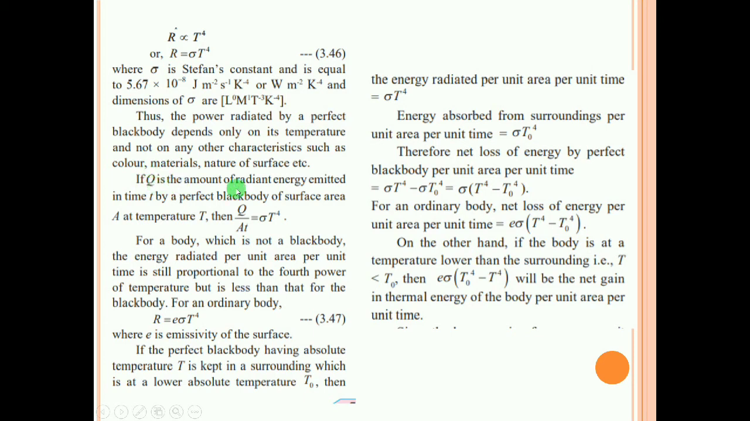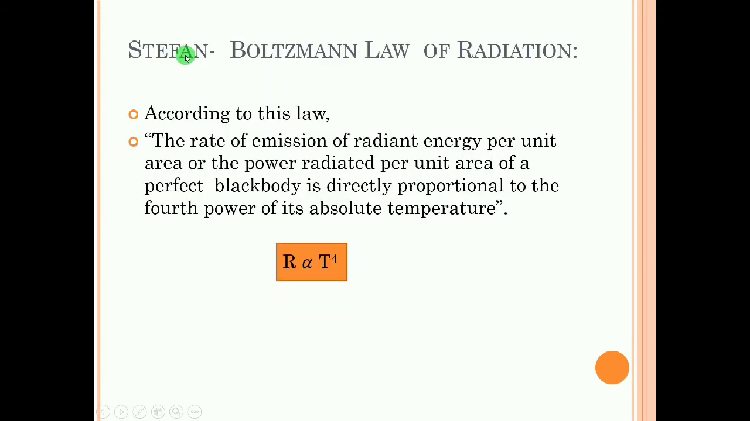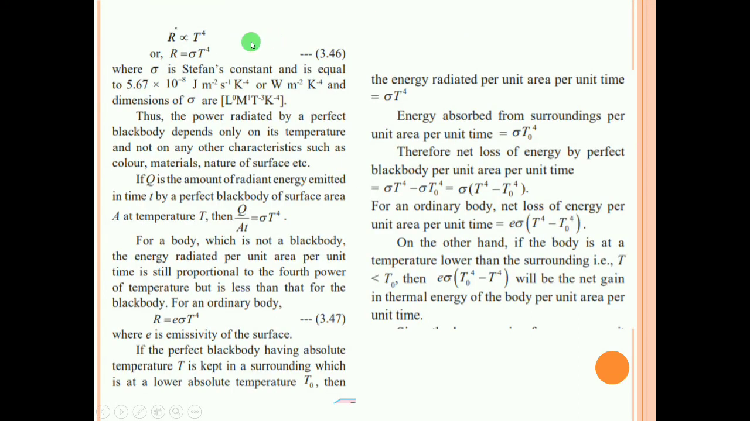Now suppose Q is the amount of radiation emitted in time t for a perfectly black body of surface area capital A, then Q upon A into T is nothing but capital R. So the amount of radiant energy emitted per unit area per unit time is directly proportional to the fourth power of absolute temperature. The proportionality constant here will be sigma, and capital R is nothing but what? Emissive power. And this we can write as Q upon AT.